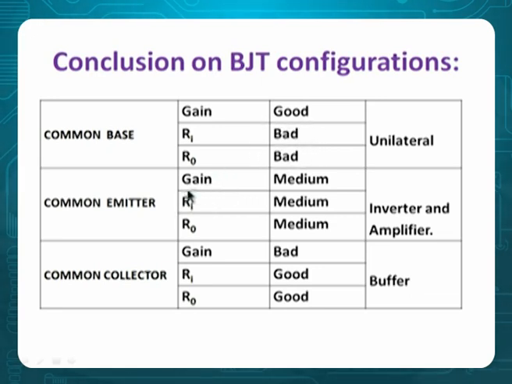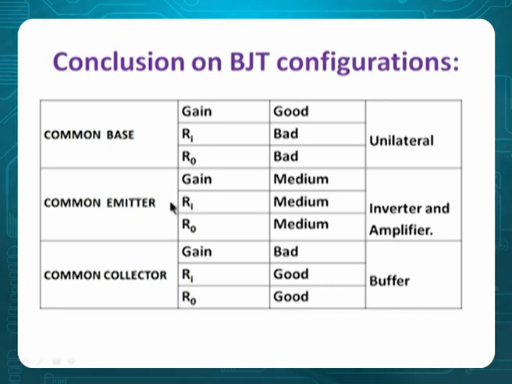Whereas in common emitter, all are medium. And in common collector, gain should be more, but it's less than or equal to 1. Input impedance is high, which is good. Output impedance should be low, it's good. So impedances are good, gain is bad. Impedances are bad, gain is good. So in common collector, impedances are good, gain is bad. In common base, gain is good, impedances are bad. Whereas in common emitter, all are medium.